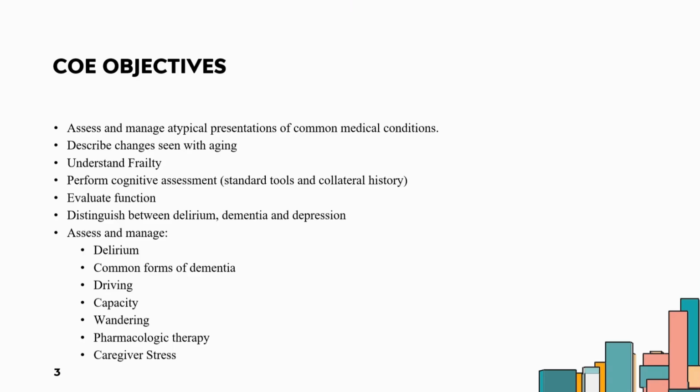Understanding frailty, performing cognitive assessments, and there's a variety of those, though they're not listed specifically in our current list of objectives, and the importance of using collateral history to do cognitive assessment. Functional evaluations, how we differentiate between delirium, dementia, and depression. Manage and assess some common geriatric presentations. So delirium, the more common forms of dementia, assess and manage somebody's driving, assess and manage capacity in various domains, a wandering patient, a medication list, pharmacologic therapy, and assessing and managing caregiver stress. There's lots more. This is just the first slide.